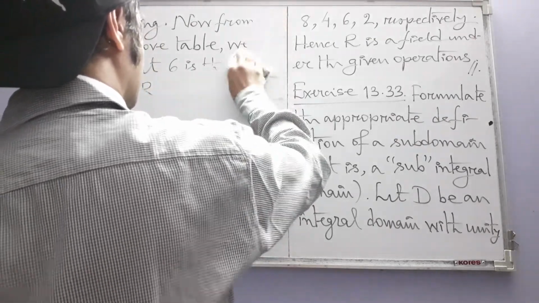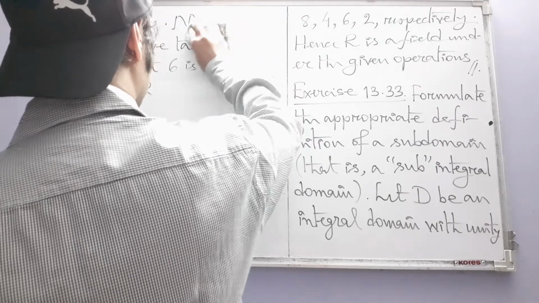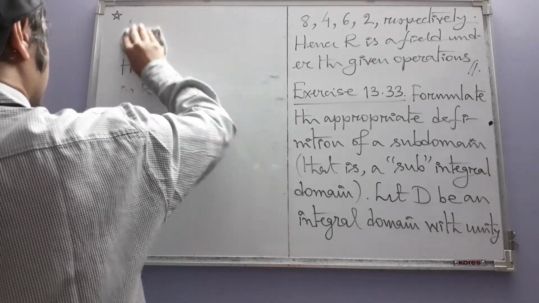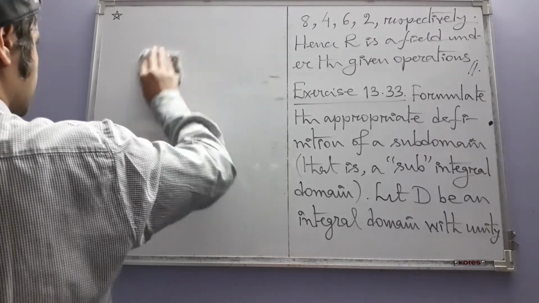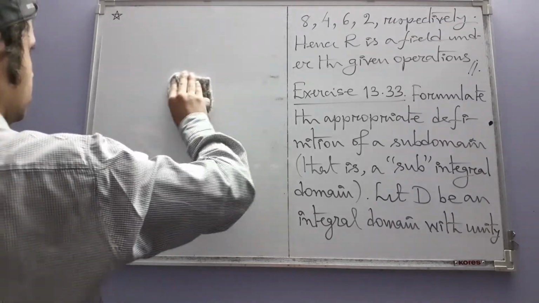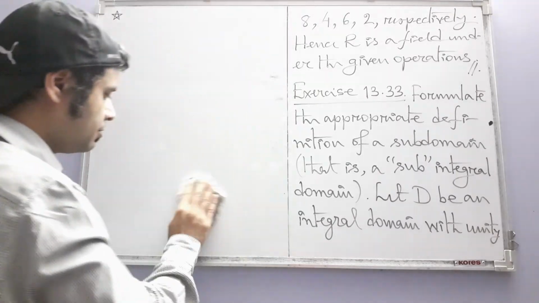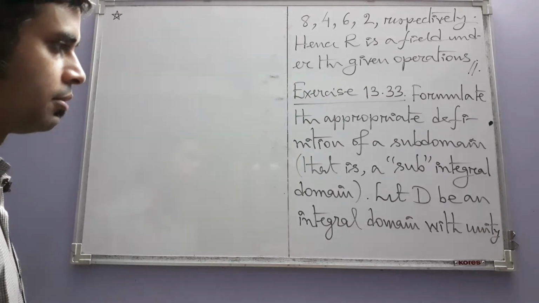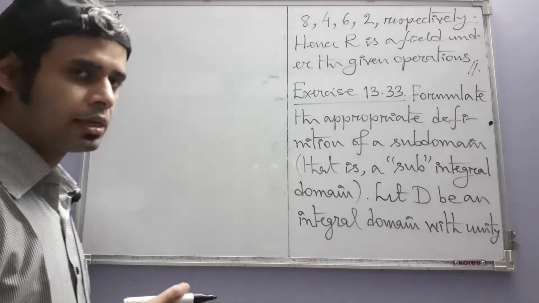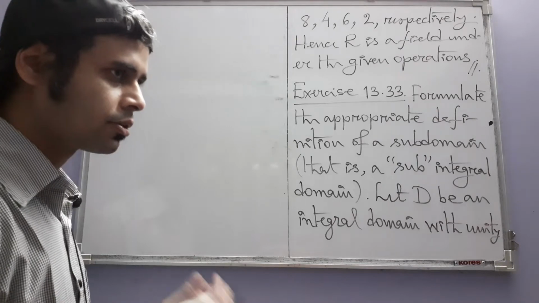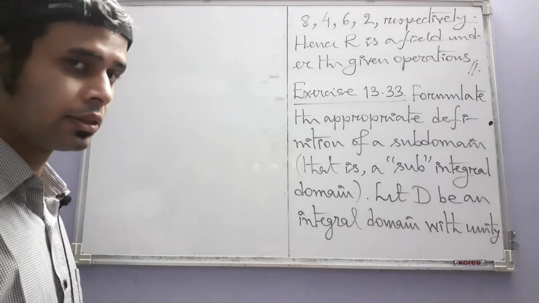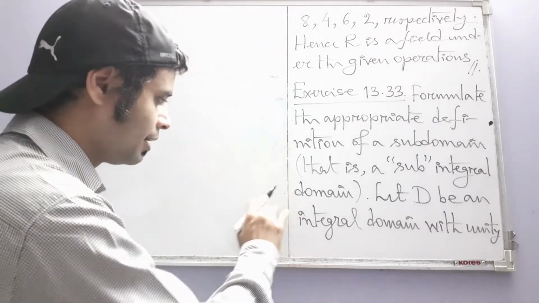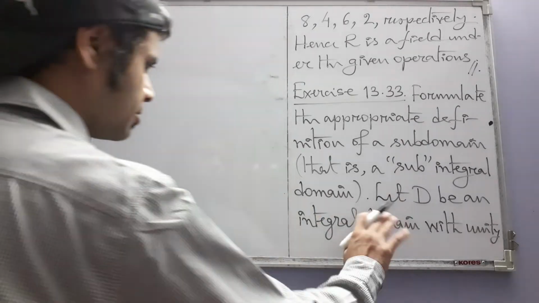Whereas that is not the case in Herstein's Topics in Algebra. In this text, an integral domain is a commutative ring with unity which has no zero divisor. Whereas in Herstein's Topics in Algebra, an integral domain is just a commutative ring with no zero divisor, and there the definition of zero divisor is also a little different from what we have here. Anyway, so this is the thing.